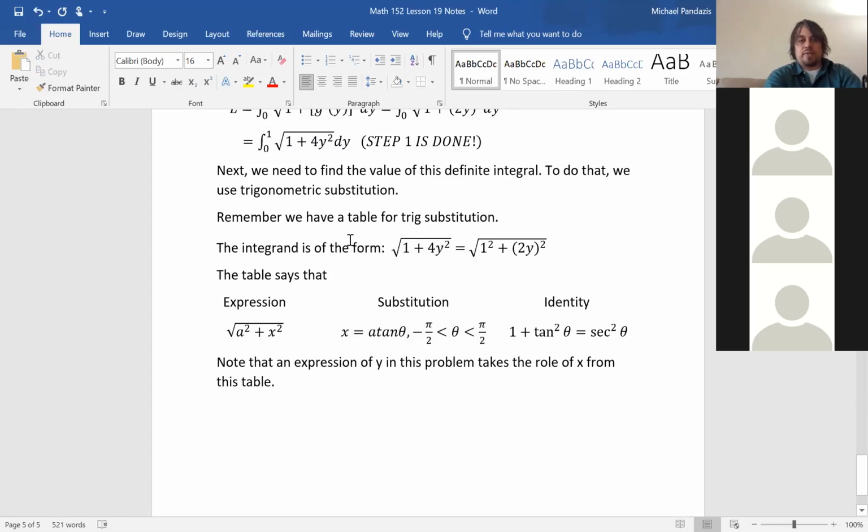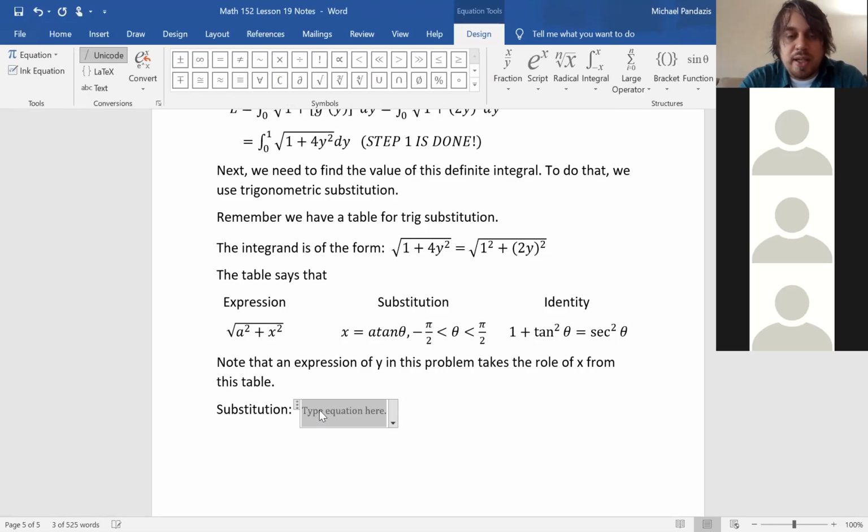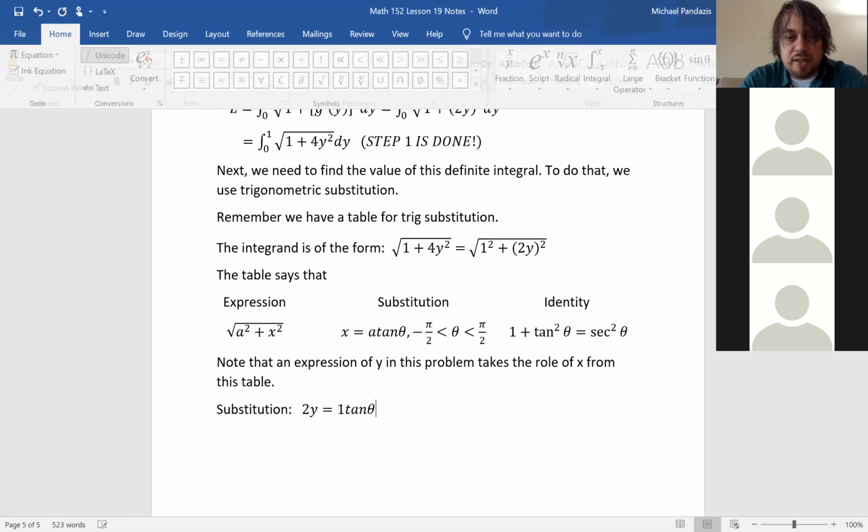Okay, the integrand is of the form the square root of 1 plus 4y squared, which is equal to the square root of 1 squared plus (2y) squared. So the substitution is going to be 2y equal to 1 tan of theta.